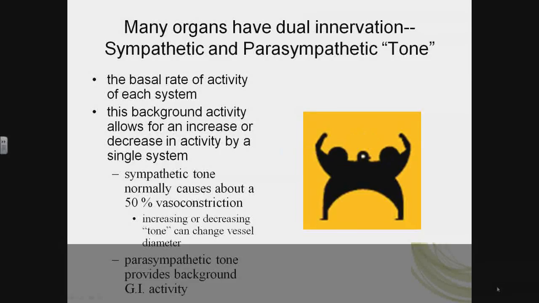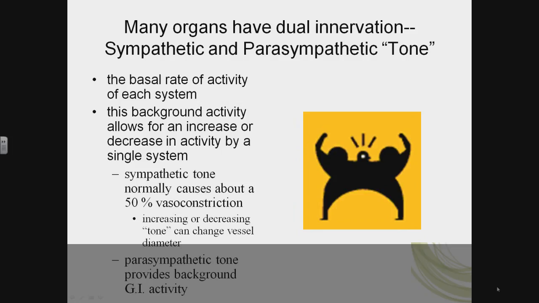As we've already discussed in class, both the sympathetic and parasympathetic divisions are on in your body the whole time. They both at any given moment have some tone. That means influence on your involuntary effectors. But the rate of activity for each system can change from moment to moment based on your body's needs. But there is still this background activity, and the background activity can allow for an increase above that activity or a decrease in activity by a single system.